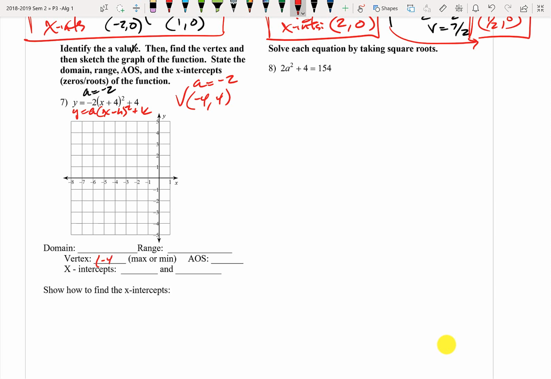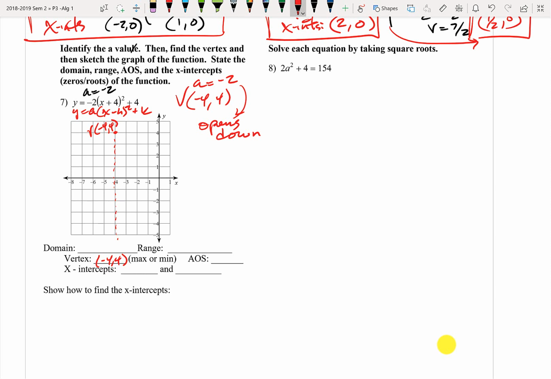Let me see, -4, 4. A equals -2. So this tells you that it opens down because a is negative. Okay, so when you plot left 4, up 4, when you plot the vertex right here at -4, 4, this parabola opens down.